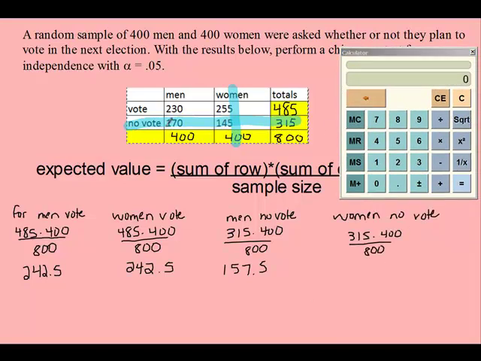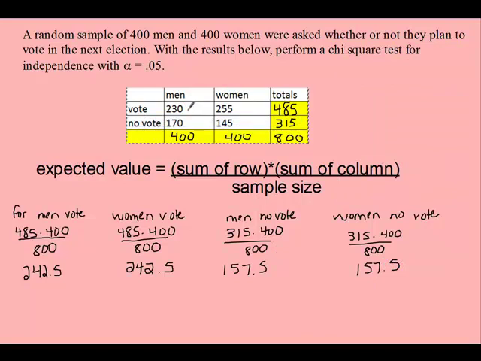And the numbers are the same. No vote row is 315. Women, there were 400. Divide by 800. The numbers will not always come out like this. So our expected values for men who vote, I would expect 242.5. For women who vote, I would expect 242.5. For men who do not vote, 157.5. And for women who do not vote, I would expect 157.5.